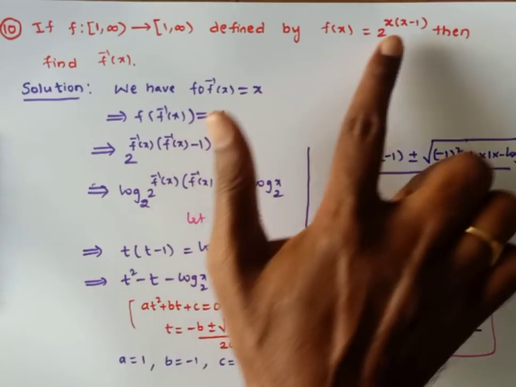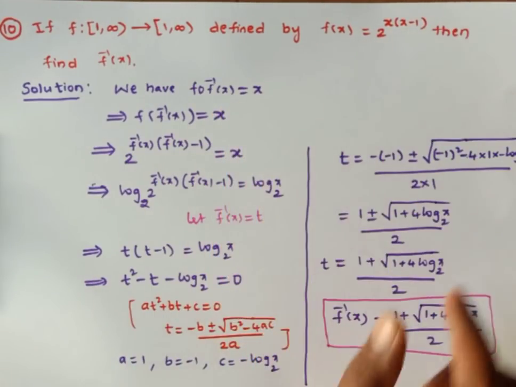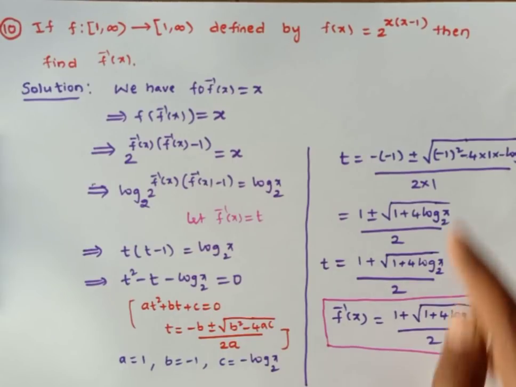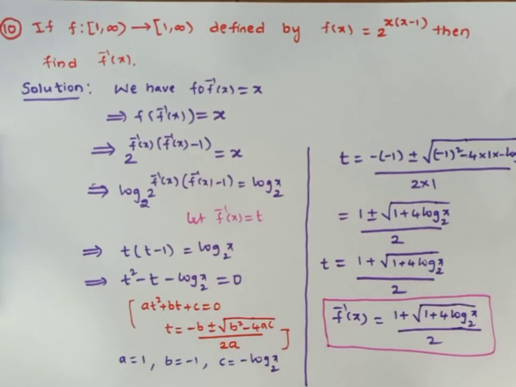So we have f of x = 2^x into (x minus 1) and f inverse of x = (1 plus root of 1 plus 4 into log x base 2) divided by 2. So apply the composition between these two functions. So you will get the output x. So that is the cross checking for any inverse.